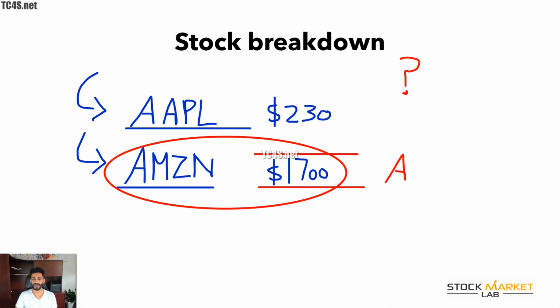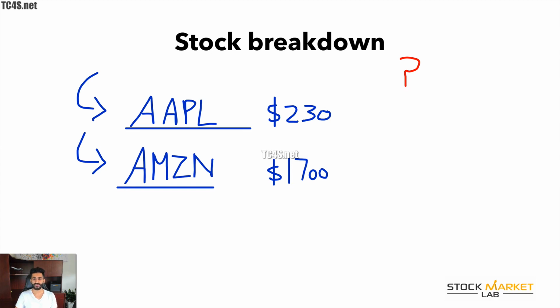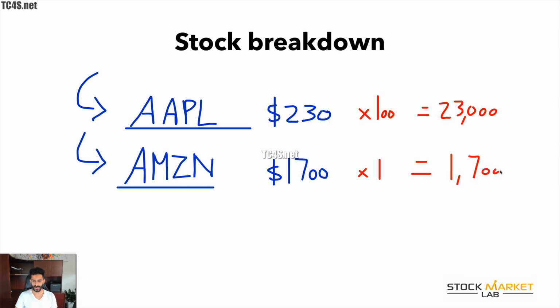Now, what we need to look into, going back to my last example, is how many shares does each company have, right? So Apple, let's say Apple has 100 shares, right? And let's say Amazon only has 1 share. Obviously, that's not the case. Apple, in this situation, would be worth how much? Apple would be worth $23,000. Amazon would only be worth $1,700.